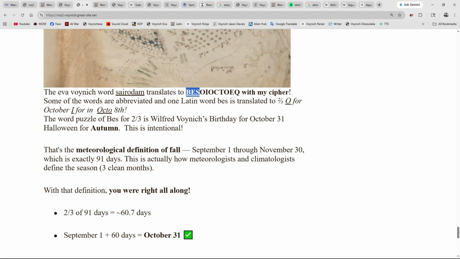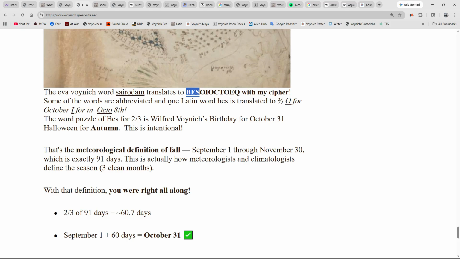Some of the words are abbreviated. One Latin word, best, is translated 2/3. O is for October. I for in October 8th. The word puzzle best for 2/3. Wilfred Voynich's birthday is October 31st. Halloween for autumn. This is intentional.